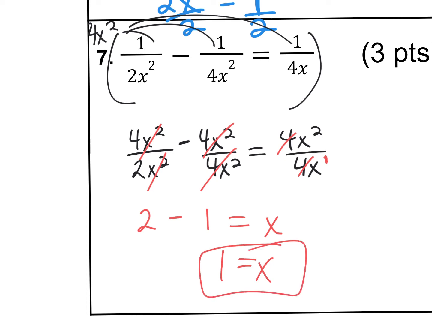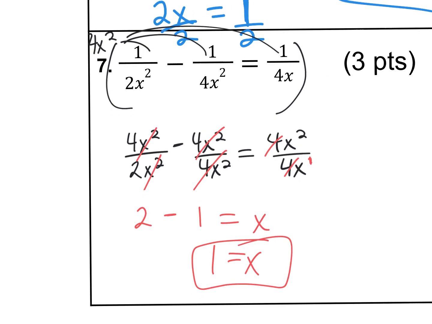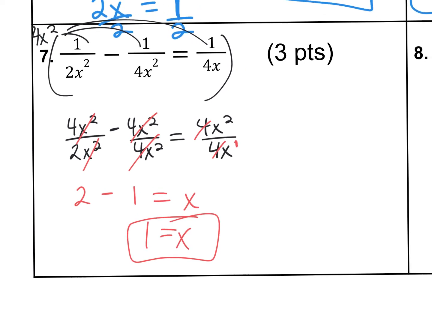If I go plug 1 back in, 2 times 1 squared is 2. 4 times 1 squared is 4. 4 times 1 is 4. None of those are 0, so I'm good, right? Cool. Questions on that? Okay.